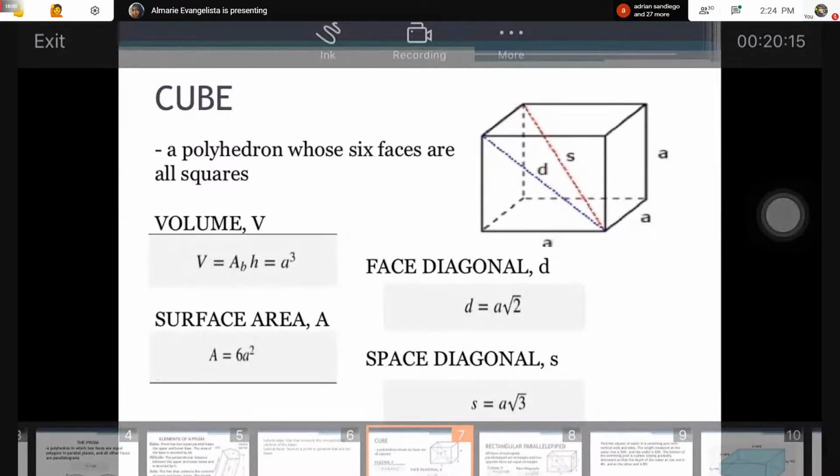Tapos, yung face diagonal, ito yung diagonal na makikita nyo sa kada face. And, ang formula nito is a square root of 2.